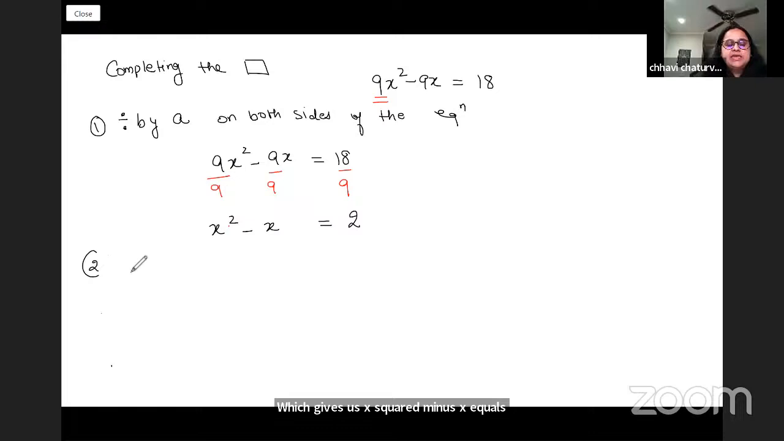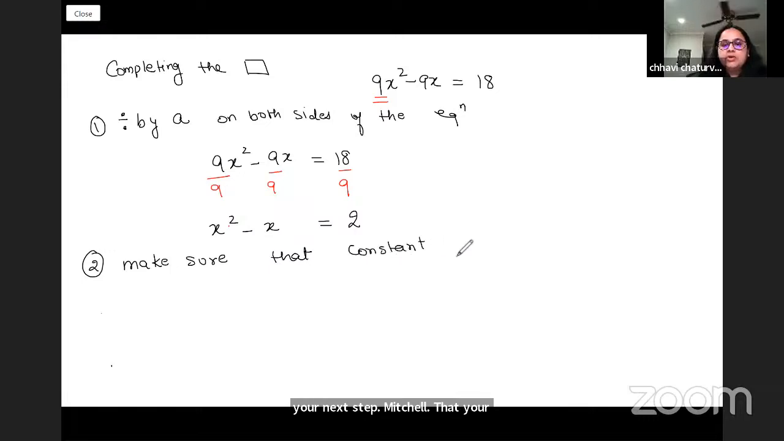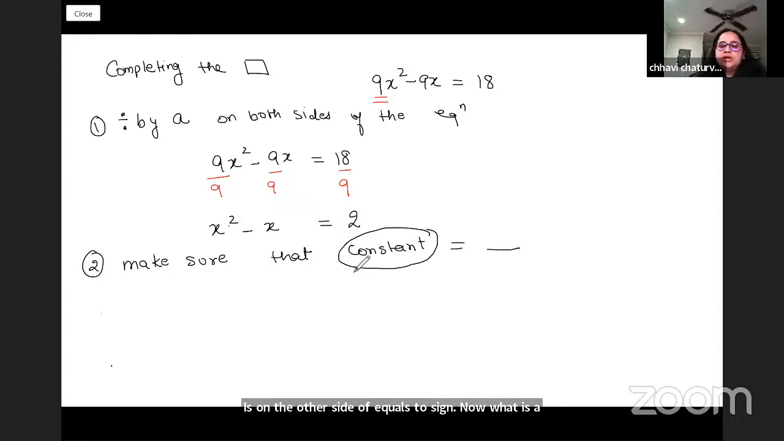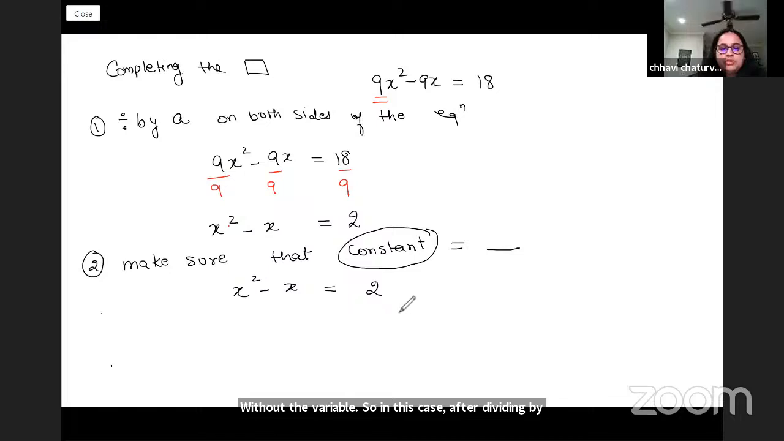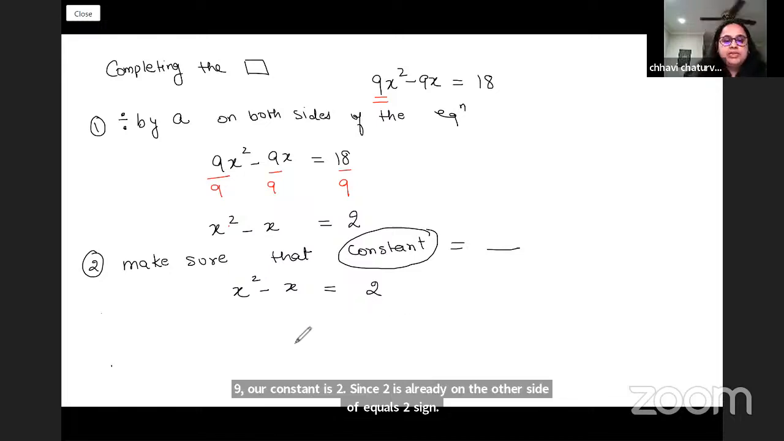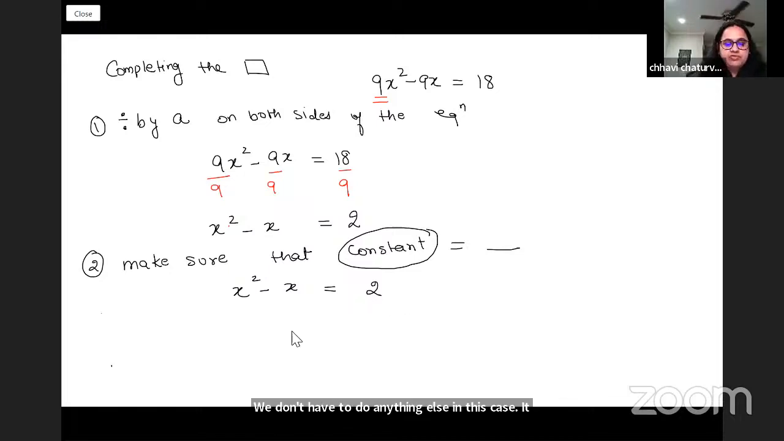Now for your next step, make sure that your constant is on the other side of equals to sign. Now what is a constant? A constant is always just a number without the variable. So in this case, after dividing by 9, our constant is 2. Since 2 is already on the other side of equals to sign, we don't have to do anything else in this case. It has been done for us.